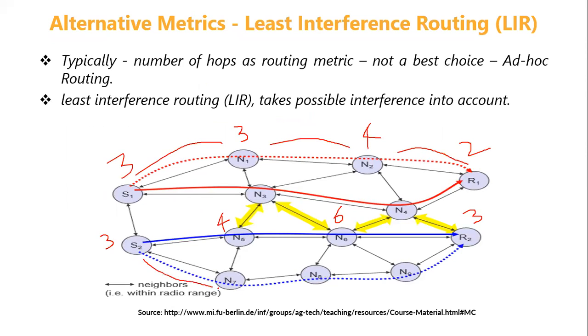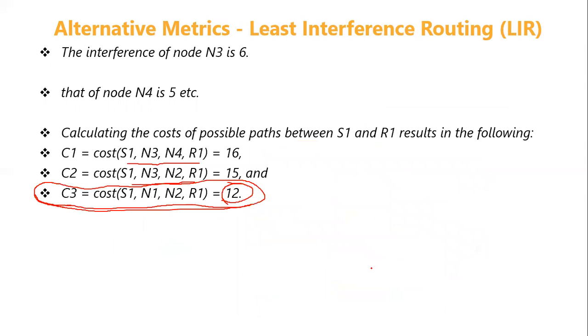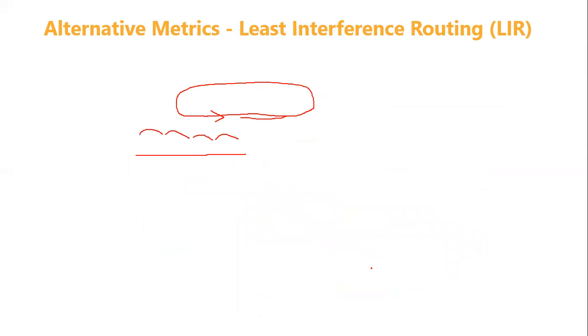Let us take this path and identify its cost. The interference value for S2 is 3. For N7 it is 1, 2, 3. For N8 it is 1, 2, 3. For N9 it is 1, 2, 3. And for R2 it is 1, 2, 3. So if you add all these, 3 plus 3, 6, 9, 12, 15. So actually this gives less interference than the previous path.